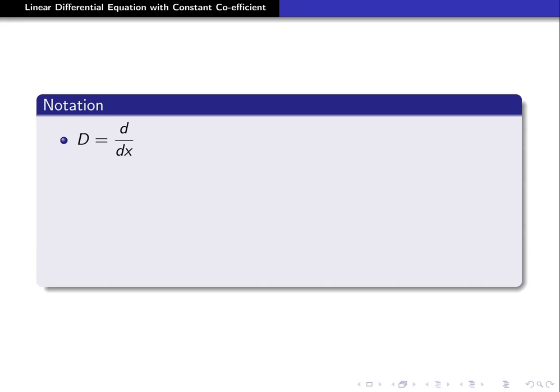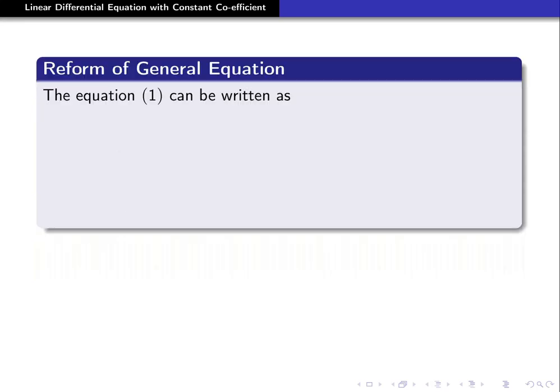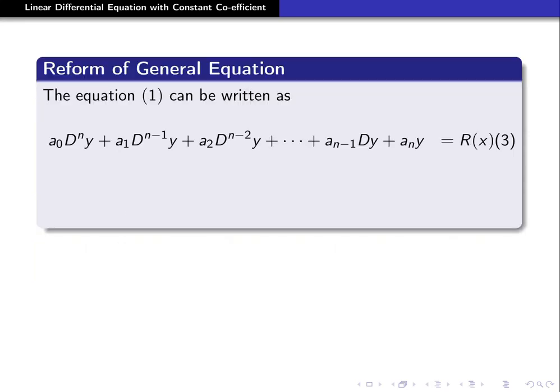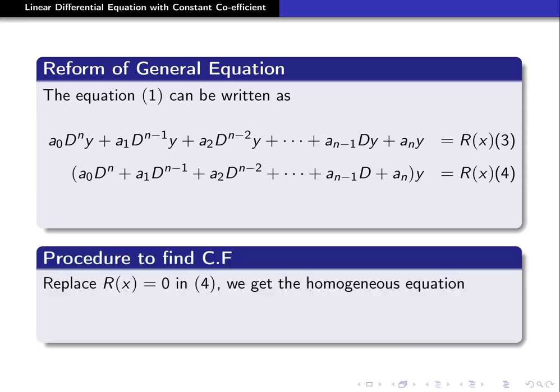Here we go to see some notations. In this unit we take capital D to mean d by dx, D square means d square by dx square, D cube means d cube by dx cube, and D power 4 means d power 4 by dx power 4, the fourth derivative. Therefore equation 1 can be written like this. The nth derivative d power n y by dx power n we can write as capital D power n, and so on. Take it as equation number 3. Bringing out the y commonly on the left hand side, we get equation number 4.